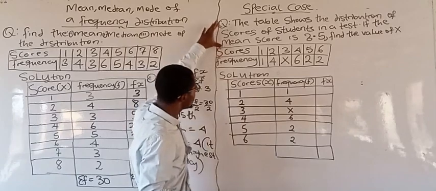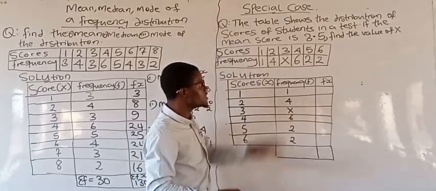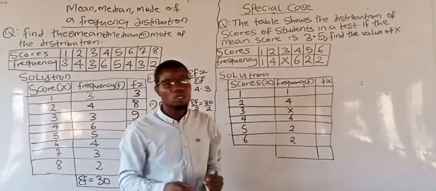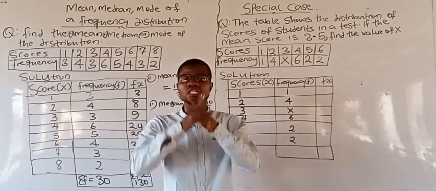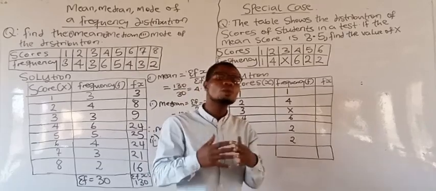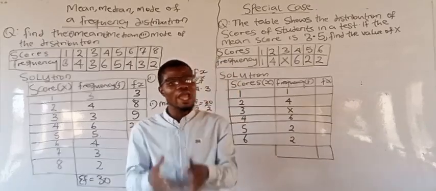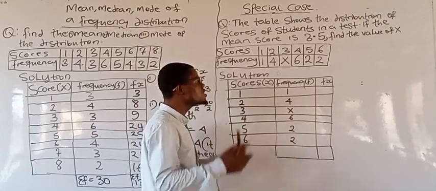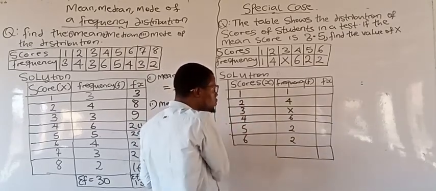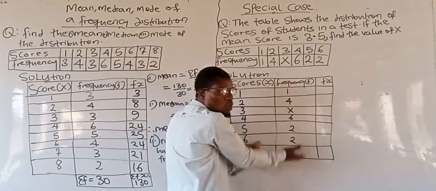Now look at this question under the special case. I've told us before now that there are some questions whereby the question will not always ask us to look for the mean. There are some questions where the mean will be given to you, and WAEC love this type of question very well. So how do we go about this? The same approach with the one we did previously. We have our table set up already.